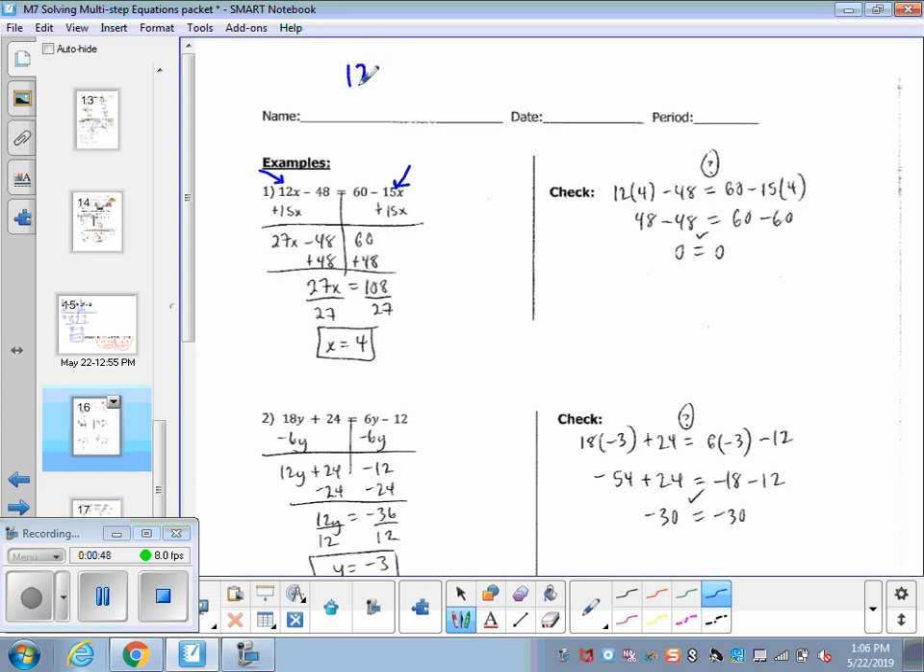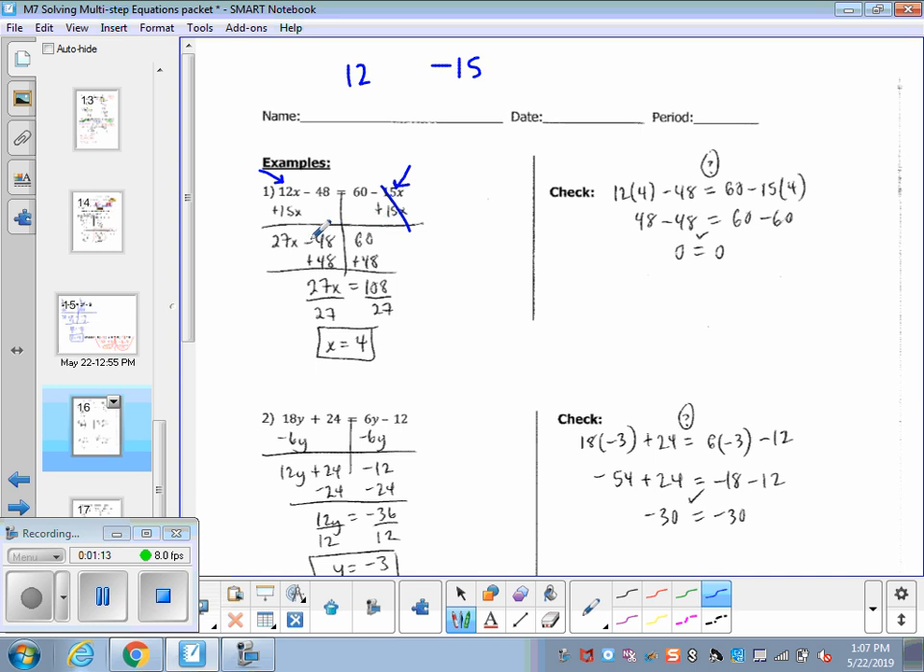Y'all, which number is smaller, 12 or negative 15? Alright, so negative 15 is smaller, and that's why we're going to start right here, and we're going to choose to do the opposite, and now we're going to add 15x to both sides. When we add 15x, that cancels out over here, and on this side, 12x's plus 15x's is 27x's. Now we have a very familiar two-step equation left to solve.